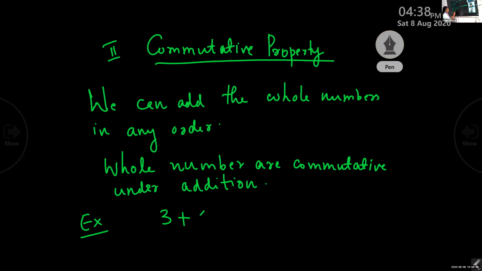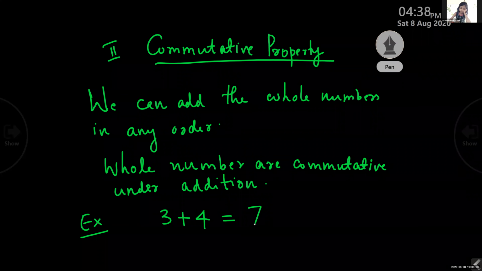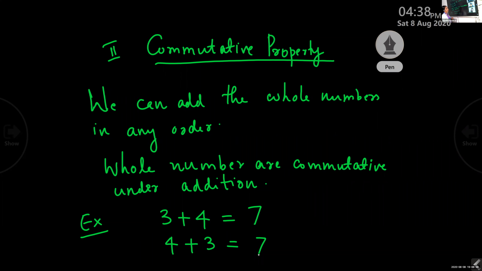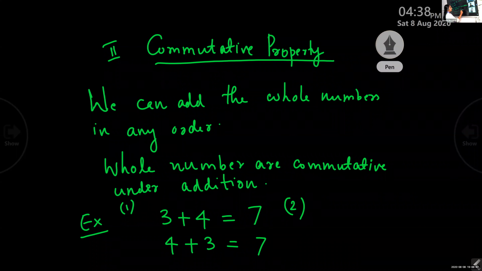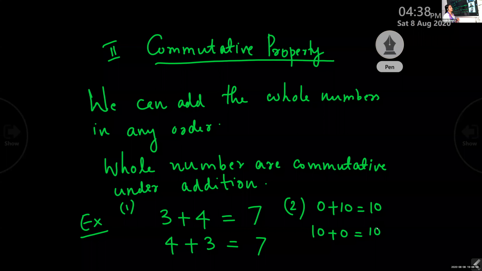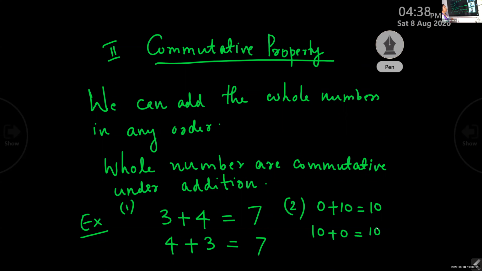3 plus 4 equal to 7. Same way, 4 plus 3 also equal to 7. That is example 1. Two examples I'll give. 0 plus 10 equal to 10 and 10 plus 0 equal to 10 itself. Change the order and add, the answer will not change. You will get the same number.